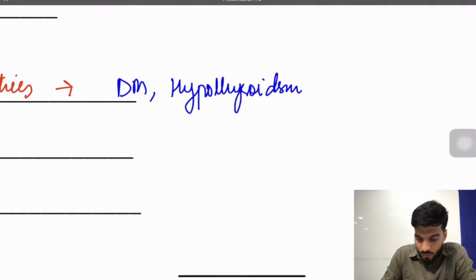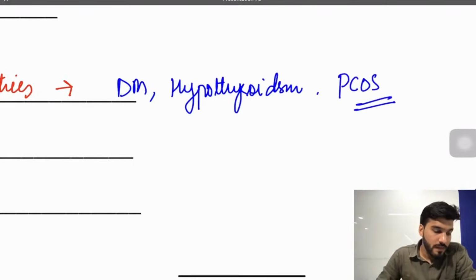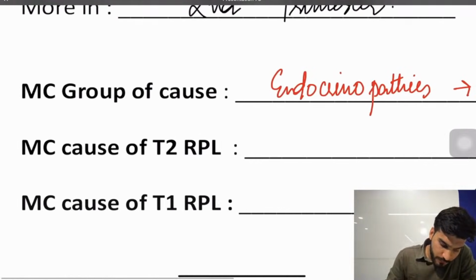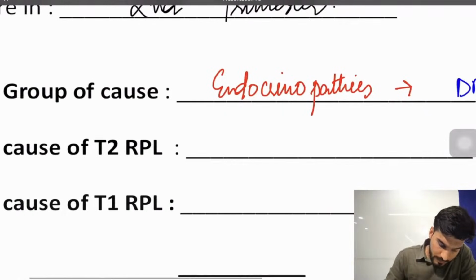It will include the PCOS. And remember, the most common endocrinological disorder in a reproductive female is PCOS. Okay, followed by that, the most common cause of second trimester recurrent pregnancy loss.